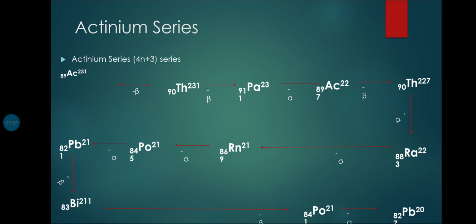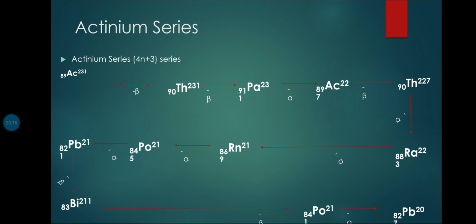Actinium 227, it emits a beta particle. Whenever a beta particle is emitted, the atomic number increases by 1. 89 plus 1 is equal to 90. And at the same time, there is no change in the mass number.